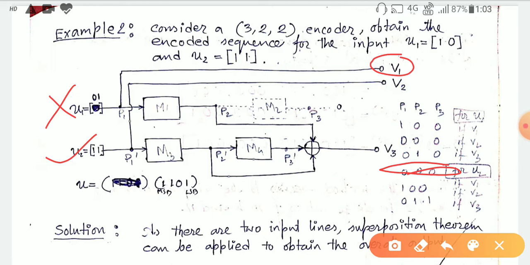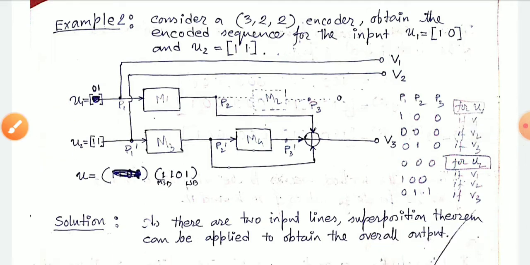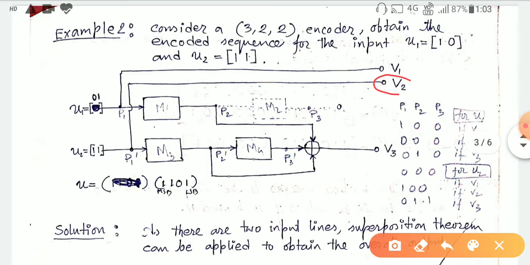Now for v2, what will it be? For v2, it is directly connected with p1 dash, and the remaining p2 dash and p3 dash are not used there, so it will be 1 0 0.